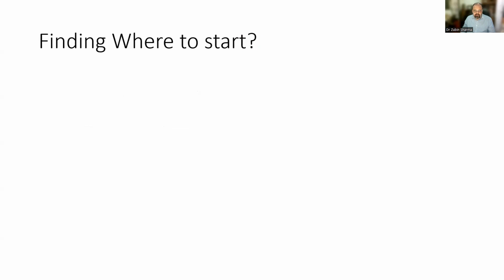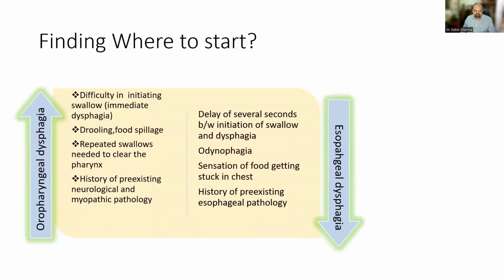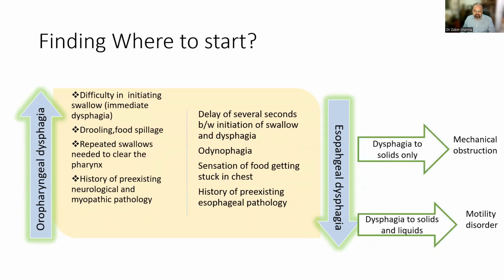Now, the question is when and where do you start? I think, as I said, the first thing is looking at your history: drooling or food spillage or repeated swallows to clear the pharynx, difficulty in initiating the swallow, those will point towards oropharyngeal, versus odynophagia or sensation of food getting stuck in the chest. All this will go towards esophageal disorder. And if it's dysphagia to solids only or solids predominantly, then we look at a mechanical obstruction. If it's to both, we look at a motility disorder.